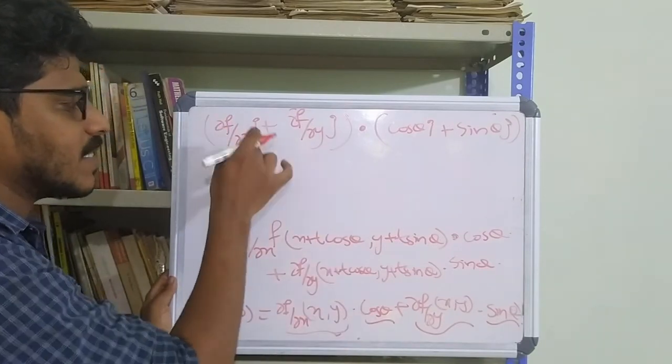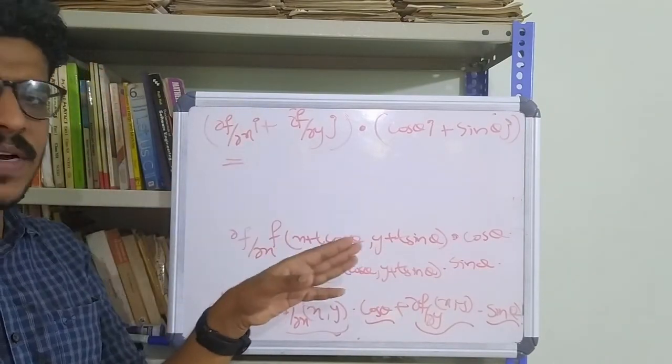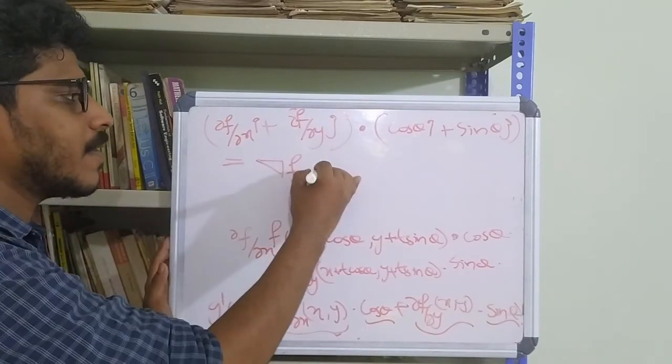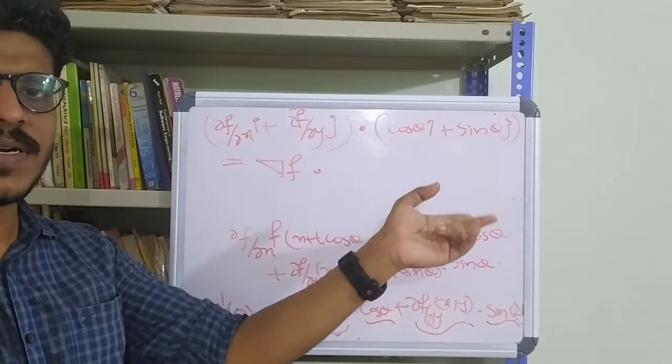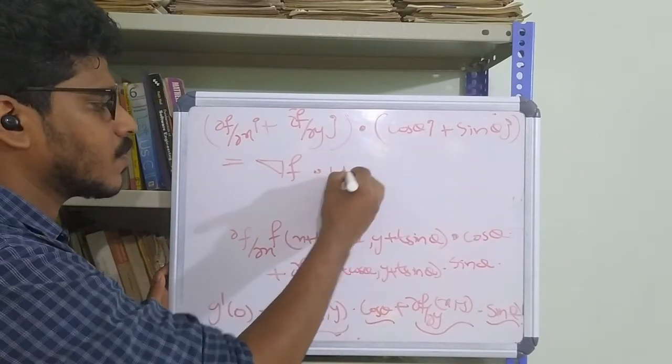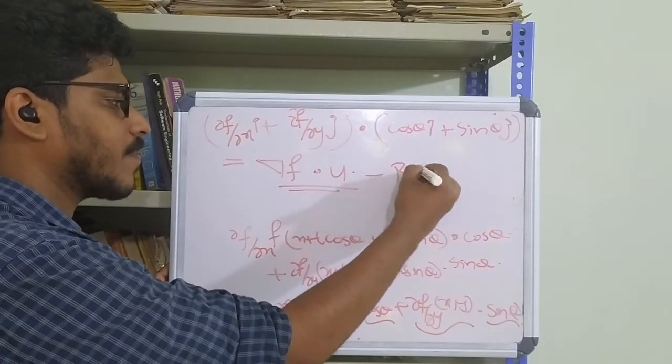What is this? ∂f/∂x i plus ∂f/∂y j is nothing but the gradient of f, the grad f, dotted with this unit vector, which is the direction we were given to find the directional derivative in. So this is u.